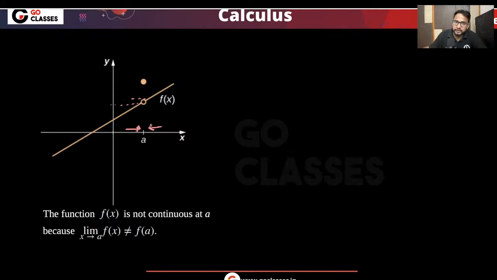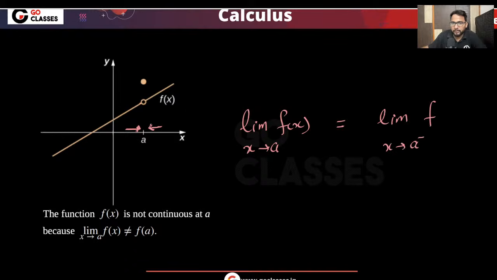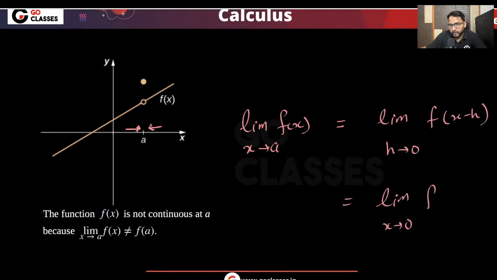So which means I will say that limit x tends to a f of x is the same as limit h tends to 0 of f of x minus h, equal to limit h tends to 0 of f of x plus h. So basically, if I'm saying the limit exists, then the left hand limit and right hand limit are both the same. And then we say the function is also continuous.